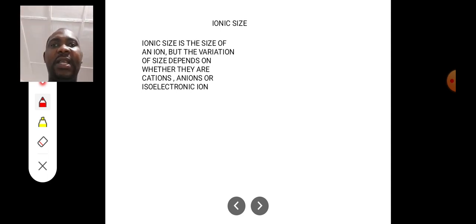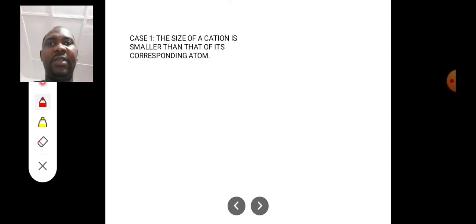Now the ionic size is the size of an ion, but the variation of size depends on whether they are cations, anions, or isoelectronic ions. Okay, that is what we should note about ionic size. So let's move on here. Now we see case 1. The size of a cation is smaller than that of its corresponding atom.